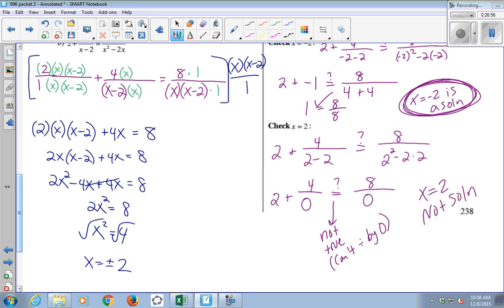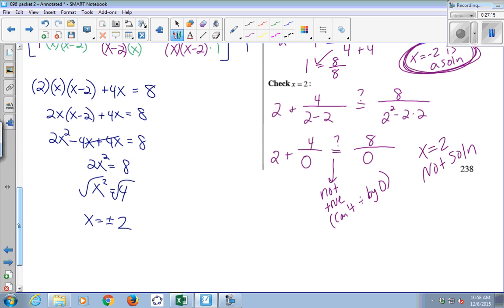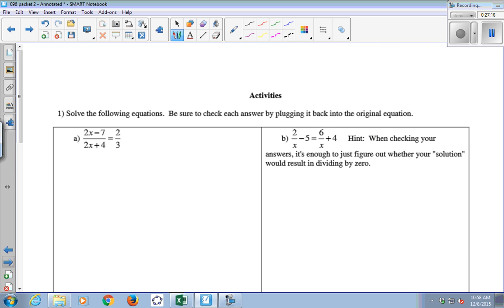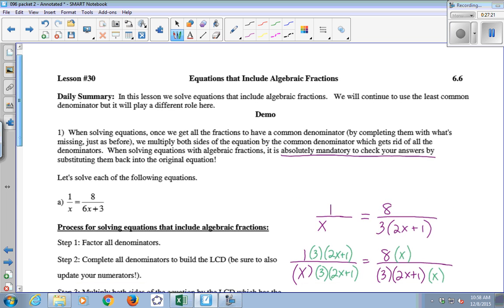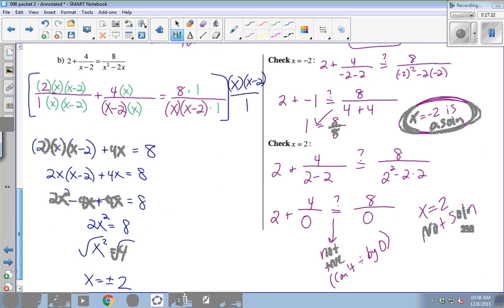So when you solve and you end up with x equals plus or minus 2, the solution that's not true, the 2, we call that an extraneous solution. Extraneous, the key word being extra, right? You produced an extra solution. Okay, try some. I'll leave this up so you can look at it.